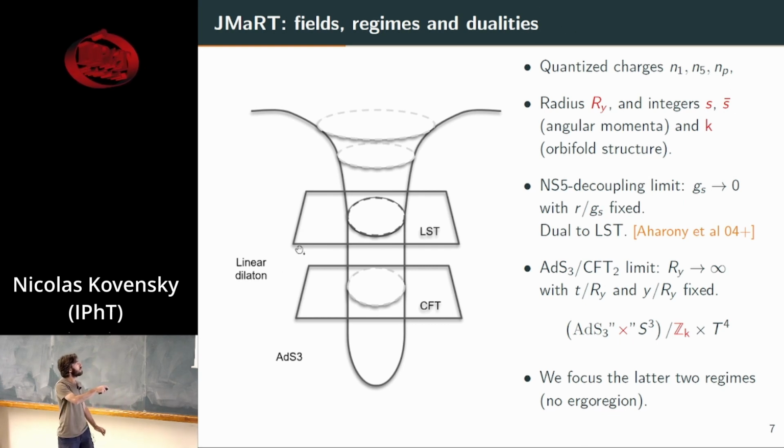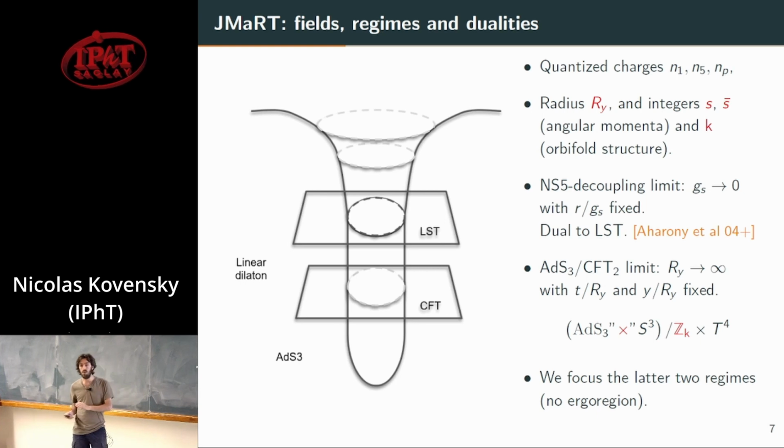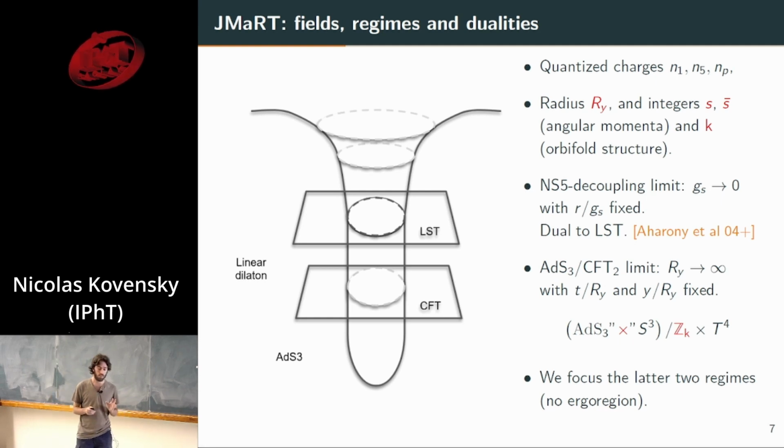So this is the idea of the geometry. There's an asymptotically flat region. Then, if you go further into the infrared, the whole geometry is defined, first of all, by 3 charges, which I'll call the quantized charges, N1, N5, and P. Obviously, the number of fundamental strings, the number of NS5 branes, and the number of momentum units. And it's also defined by these parameters here, which are the asymptotic radius of the Y circle, and then s-bar and k, which define the angular momenta and the orbifold structure at the origin of this geometry. And in terms of the holographic theory, they are associated to this fractional spectral flow. I'll be a bit more precise about that in a second.